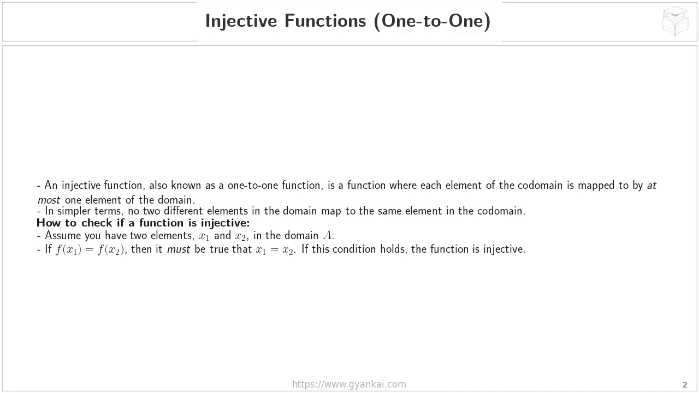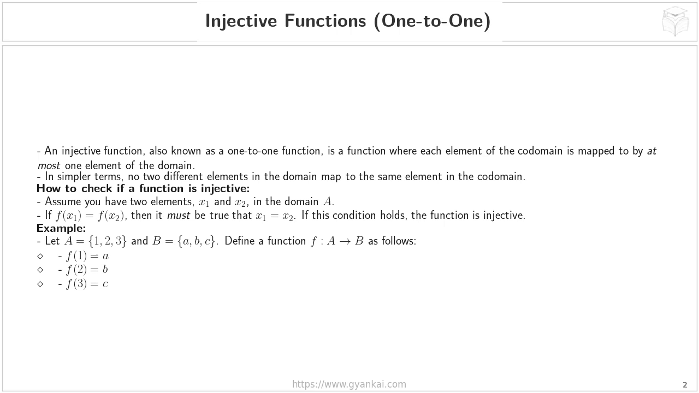Assume we have two elements, let's call them x sub 1 and x sub 2, both belonging to the domain, which we're representing as set A now. If the function, which we're calling f, applied to x sub 1 is equal to f applied to x sub 2, then it must be true that x sub 1 is equal to x sub 2. Think of it this way. If two inputs give you the same output, they must have been the same input to begin with. If this condition holds true for all possible pairs of elements in the domain, then you know the function is injective. Let's look at an example to make this clearer.